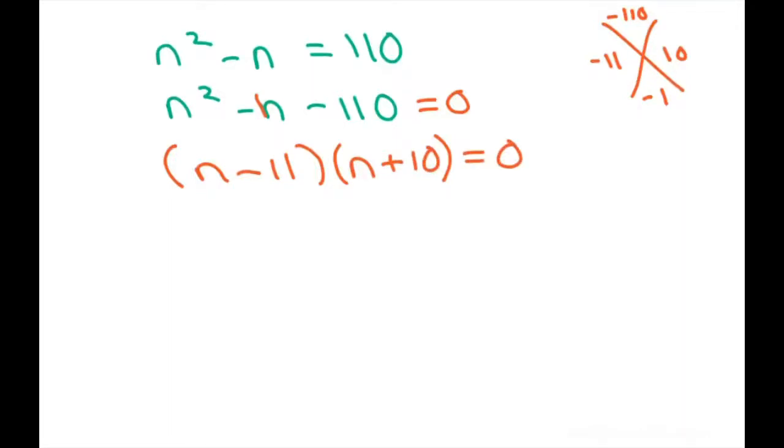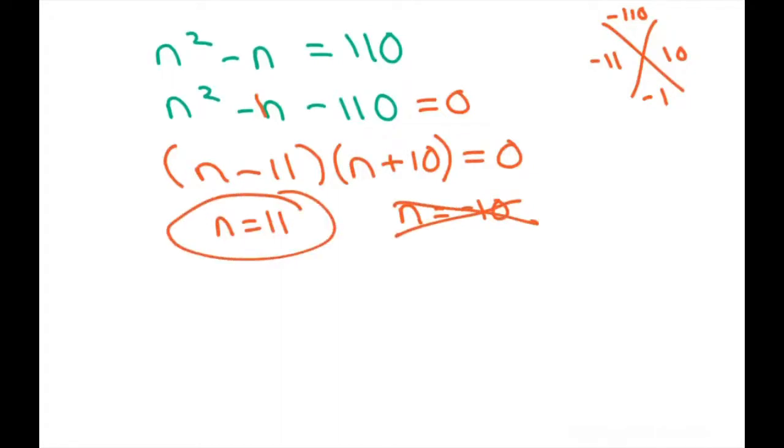So our n has to be positive. So this is n equals 11. This one's n equals negative 10. So we disregard that, and our answer would be then n equals 11.